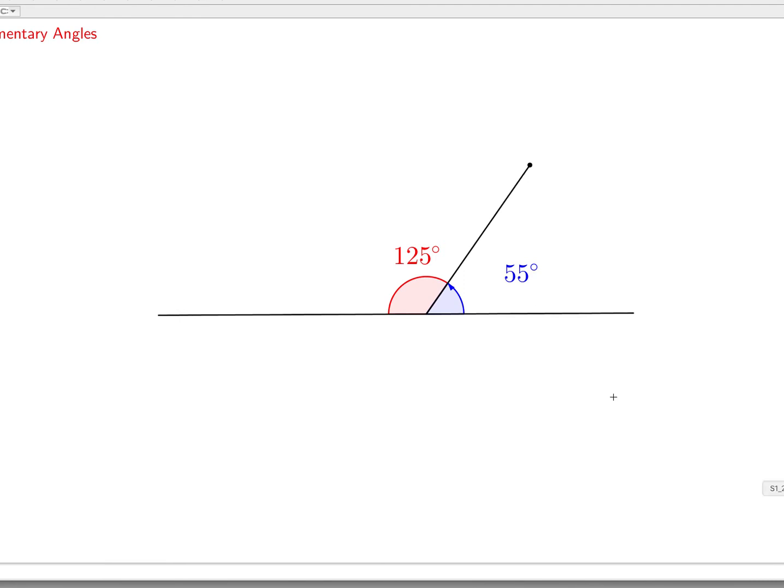Supplementary angles add up to make 180 degrees. That's a straight line. A complete turn around a point is 360 degrees. A straight line is half a turn, 180 degrees. Two angles that add together to make 180 degrees are supplementary. 55 is a supplement of 125 degrees, and 125 degrees is a supplement of 55 degrees.